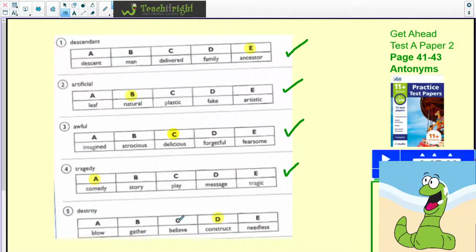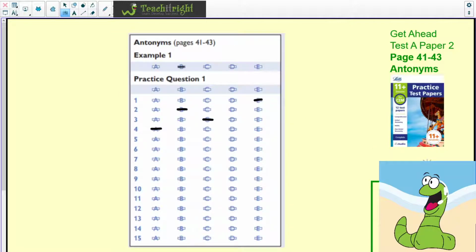Number 5, destroy and construct. Construct being to build, destroy to mean demolish, to knock down. Now, if there are any other words within the actual questions that you're not sure about, do also look those up, write them down. Sometimes a page like this can be a great place to just build up your vocabulary. You can even make some cards and play some paired games as well with antonyms. So number 5 is D.